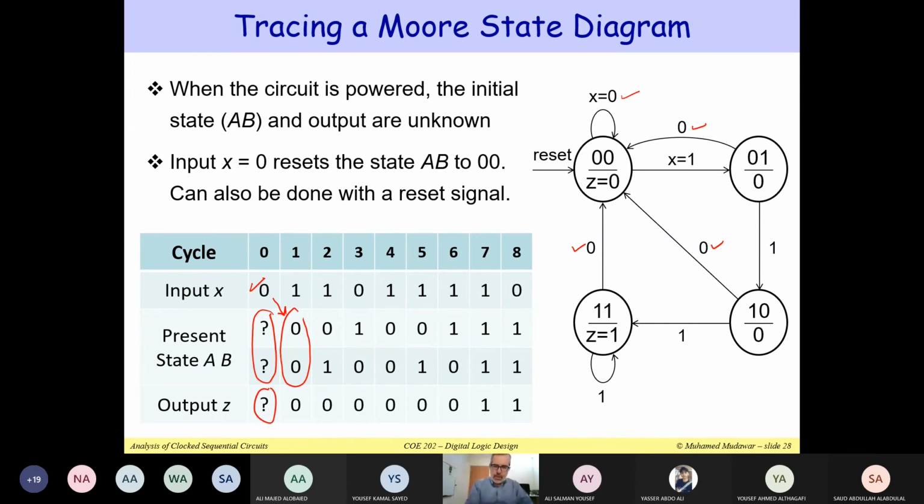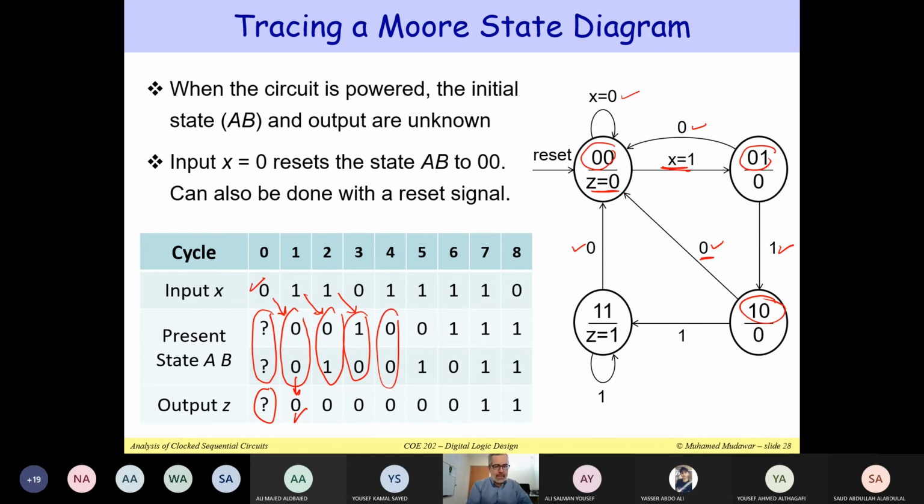Now, if you are in state 0, 0, then you know that the output z equal to 0. We can tell that directly from the state because it depends on the state only. Now, if you are in state 0, 0, and you apply x equal to 1, this will take you to state 0, 1. So notice that here my next state is 0, 1. If you are in 0, 1 and the input x is equal to 1, this will take you to 1, 0. And if the input x is equal to 0, this will take you back to state 0, 0, and so on.